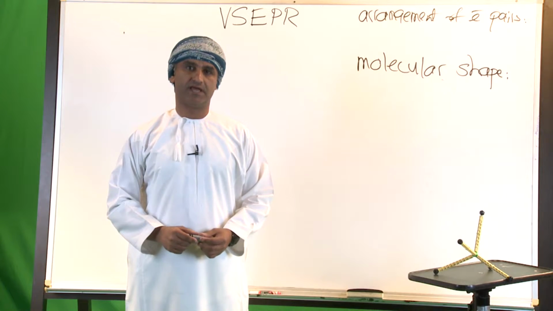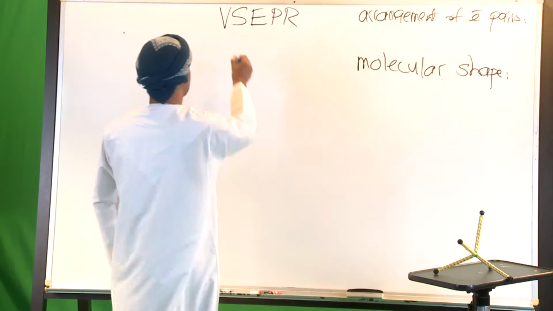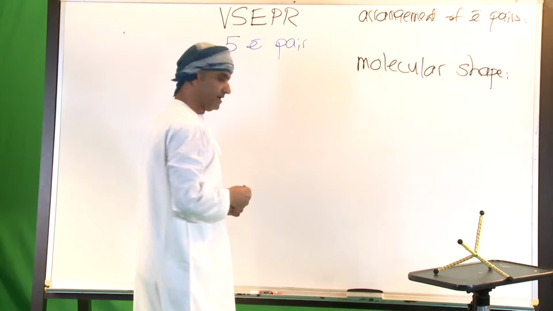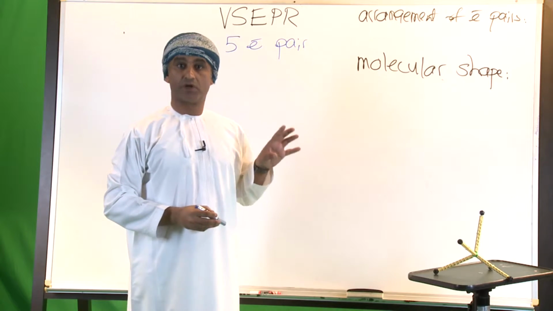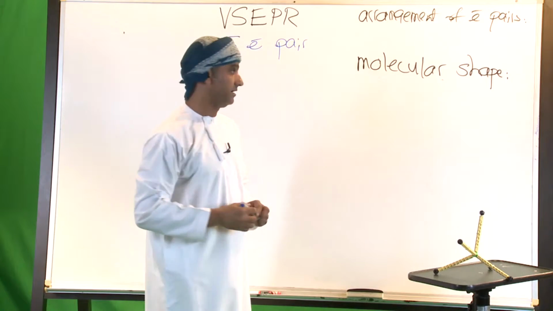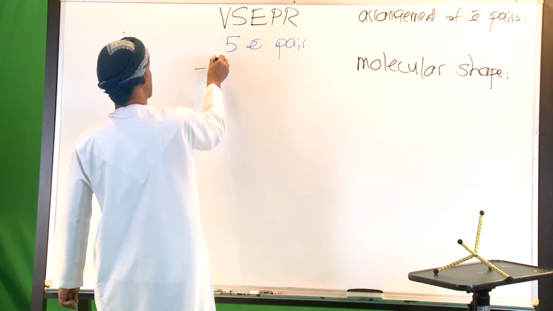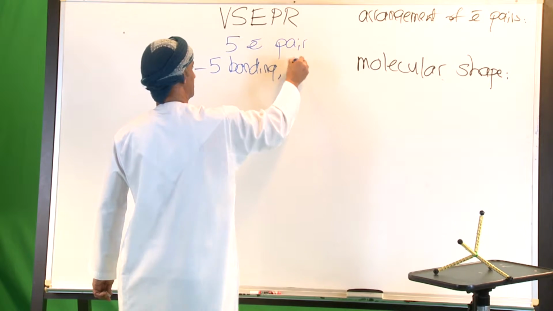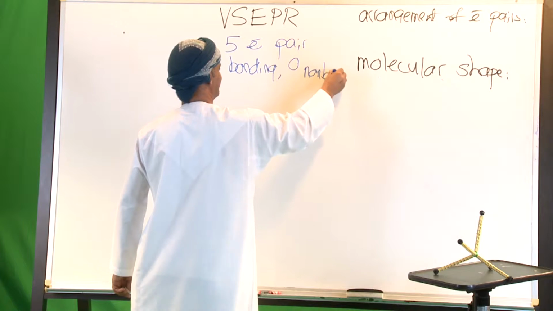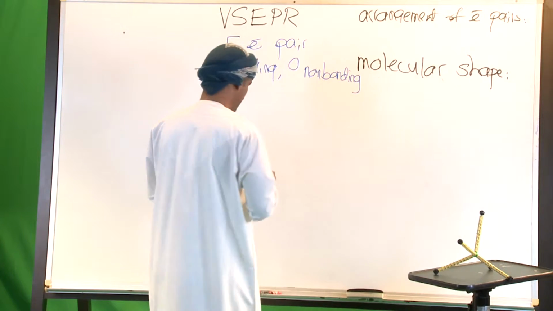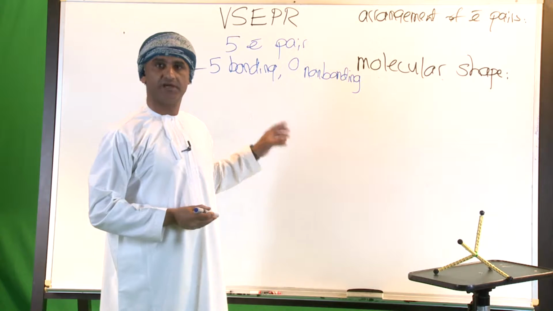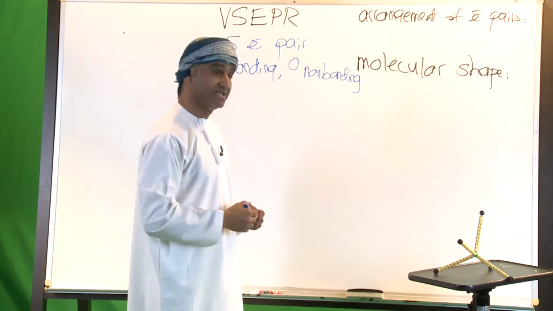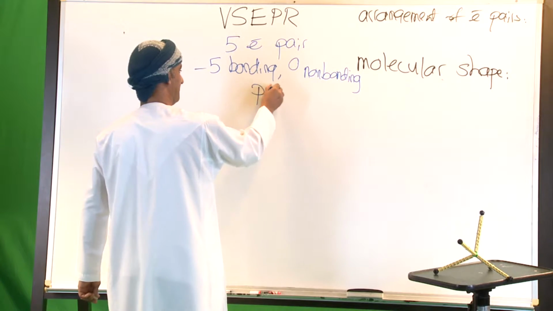Let's this time take a 5 electron pair case. So 5 electron pair case, and we begin as usual with a case where all of these electron pairs are bonding. So 5 electron pair case, 5 bonding, 0 non-bonding. A typical example in this case, where all electron pairs are bonding, is phosphorus pentachloride. So PCl5.